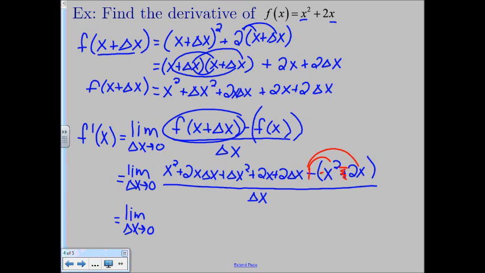So we can see that we have a negative x squared here in the back and one in the front. So our positive x squared out here is going to cancel with this one. And then we have a positive 2x in the middle, which is going to cancel with this negative 2x there in the end. So what we're left with is going to be 2x delta x plus delta x squared plus 2 delta x all over delta x. Much nicer only having 3 terms there in the numerator.